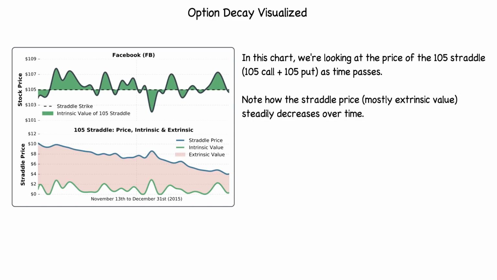Now, as we can see here, the 105 straddle starts around $10, and by the end of the period, Facebook is still right around $105, but that straddle price has decreased from $10 all the way down to around $4.